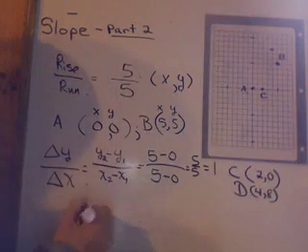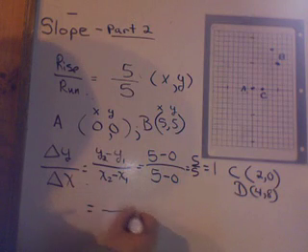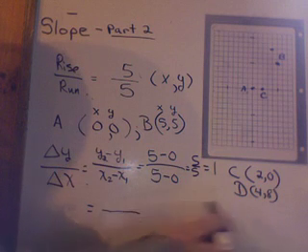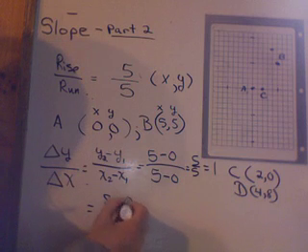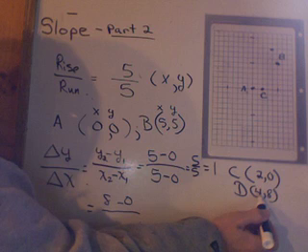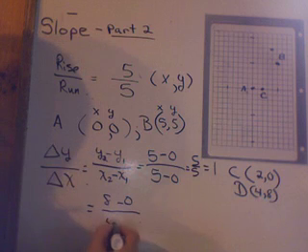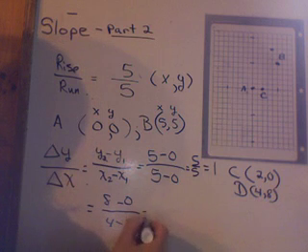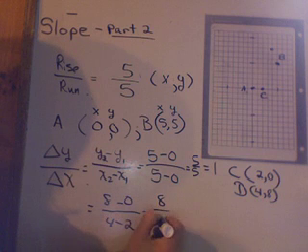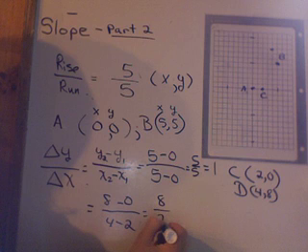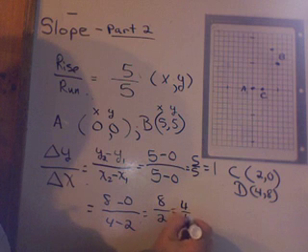We can just do the subtraction of the points. Do the y points first. What's the y in this one? 8. 8, subtract 0. Do the x points second. 4, subtract 2. So 8 subtract 0, 8. 4 subtract 2, 2. So the slope is 4 over 1.